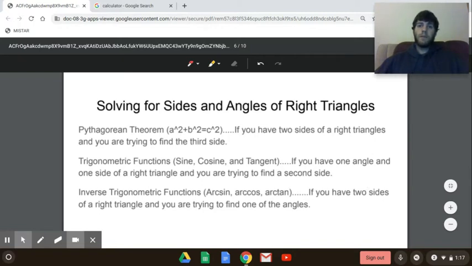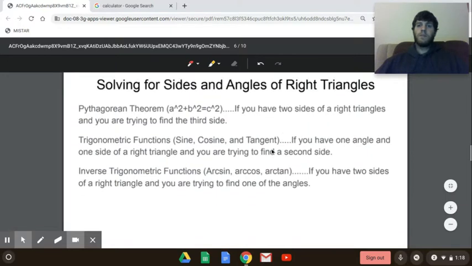So our Pythagorean theorem was a squared plus b squared equals c squared. So one leg of the right triangle squared plus the other leg squared is going to equal the hypotenuse squared. We're going to use that when we have two sides of a right triangle and we're trying to find the third. So when you have two sides of a right triangle and you're trying to find a third, that's when you're going to use the Pythagorean theorem.